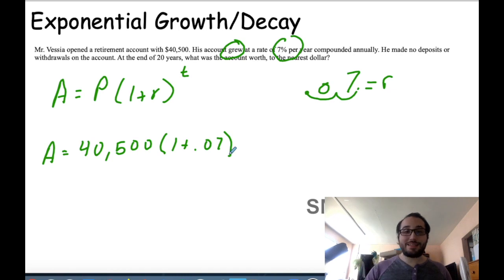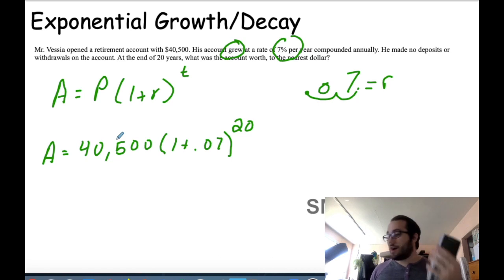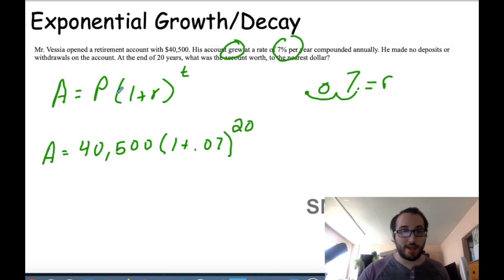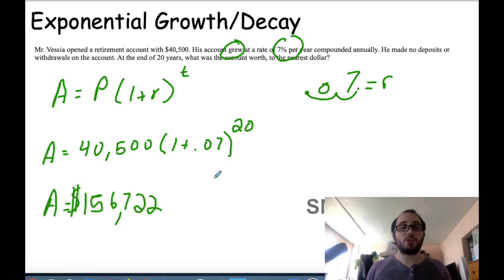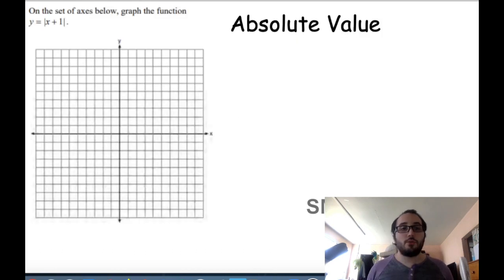Now, t represents the amount of years. Well, how many years does he want to know? 20 years. Now, if we put all this in our calculator, whether you want to use your phone or a calculator, you're going to get your answer. Let's see what we got. So, at the end of 20 years, this is what I got. So, rounding it to the nearest whole dollar, I got $156,722. That's the answer.